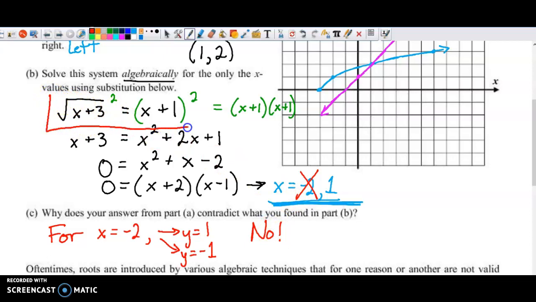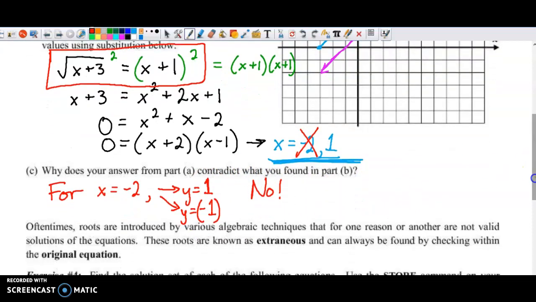I'm boxing it in red because when you square a number, it takes any negative number and makes it positive. So we end up getting negative numbers equal to positive numbers, which is false. We call these extraneous solutions. They are called extraneous because algebraically they work, but when we check them in the original equation, they don't work.